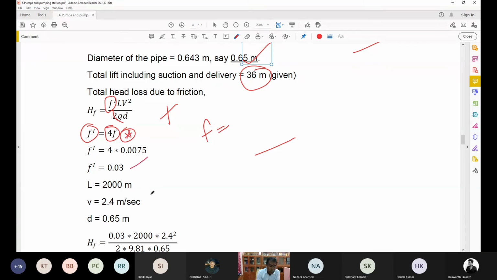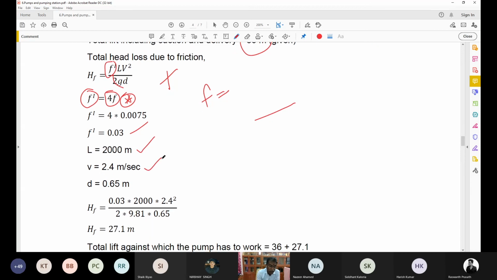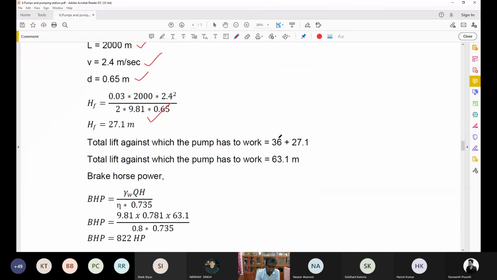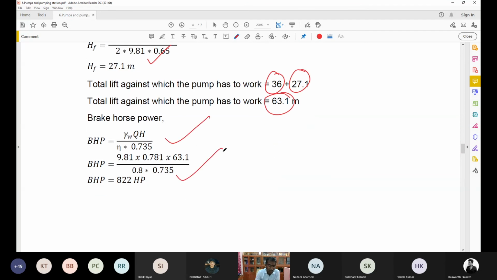Then F dash you just calculate. Length of travel has also been mentioned as almost 2 kilometers away. Velocity is mentioned. Diameter you have calculated, and you just find out the loss of head due to friction. Okay, head loss due to friction. Here also again there are substitutions, and total lift is equal to suction plus delivery plus your friction head. You have almost 63.1, and you can calculate brake horsepower is equal to work done divided by eta and 735. So this I have solved in a single step.